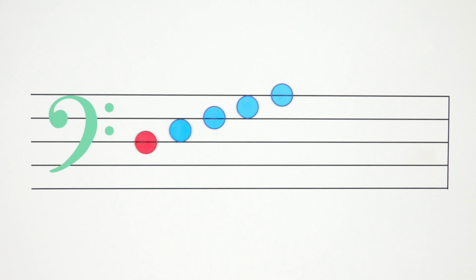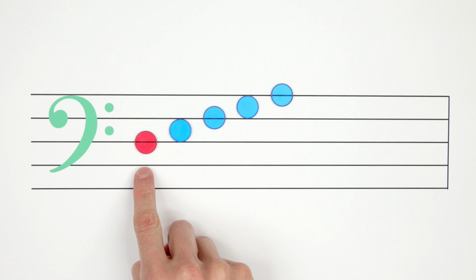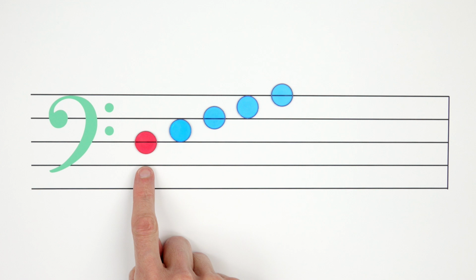Let's try to sing this pentascale once. I've got this red note on do, and we'll have do, re, me, fa, so. Now point and sing with me. Go. Do, re, me, fa, so.